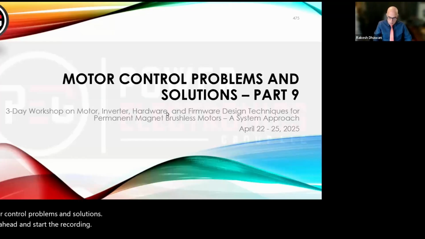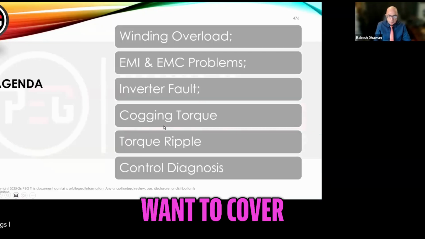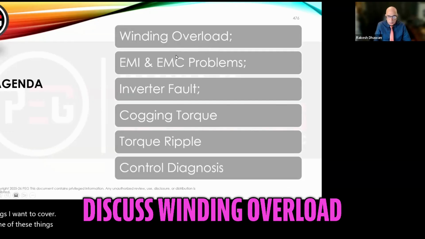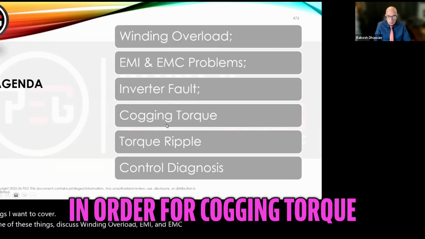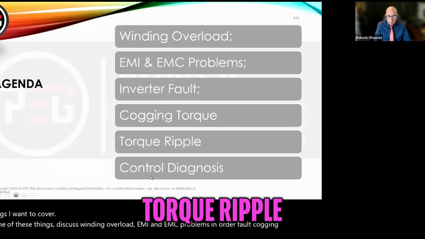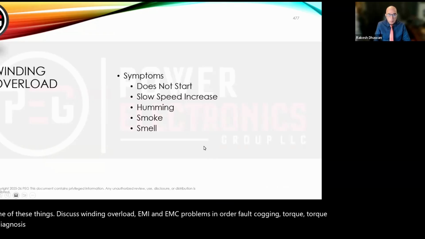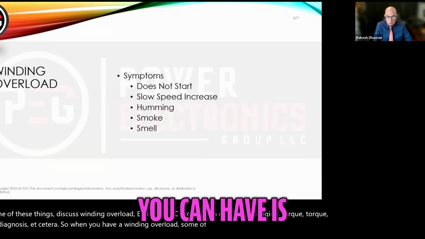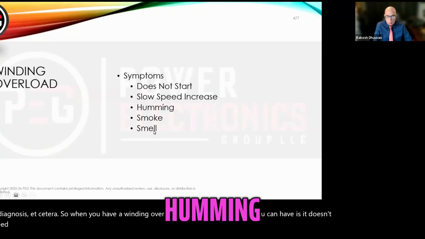Okay. So here, a few things I want to cover. We'll cover some of these things, discuss winding overload, EMI and EMC problems, inverter fault, cogging torque, torque ripple, control diagnosis, etc. So when you have a winding overload, some of the symptoms you can have is it doesn't start, slow speed increase, humming, smoke, smell.